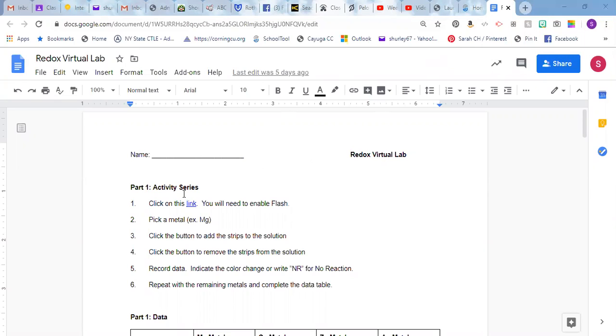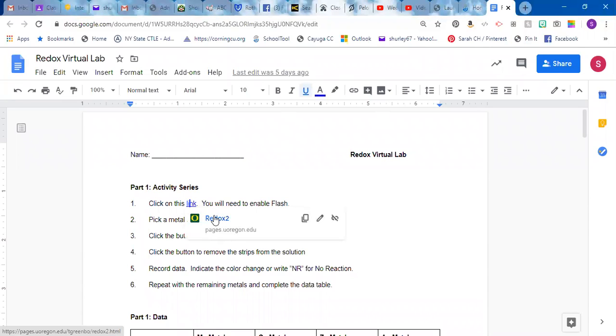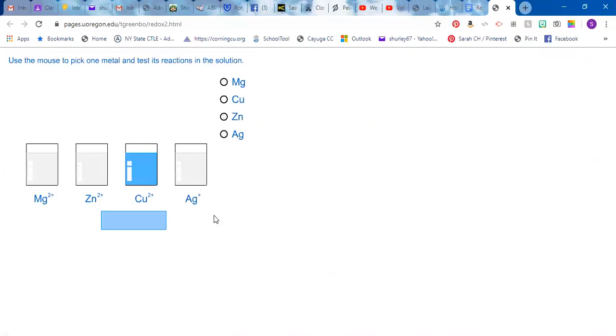This is an explanation of your virtual lab. So first thing you need to do, click on the link. I hope that you guys will be able to just access the Google Doc and write on it. I know that some people had difficulties with that last time, so if you do, shoot me an email and I'll try to make an adjustment.